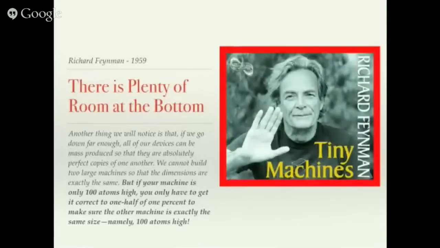This idea was first articulated by Richard Feynman, who gave a brilliant lecture in 1959 that he called There's Plenty of Room at the Bottom. In this talk, he proposed for the first time the idea of atomically precise manufacturing on the molecular scale, and that if you could build devices down there, then we could build devices that are exactly the same from one to the next. This is something that's really inspired me and driven me forward.